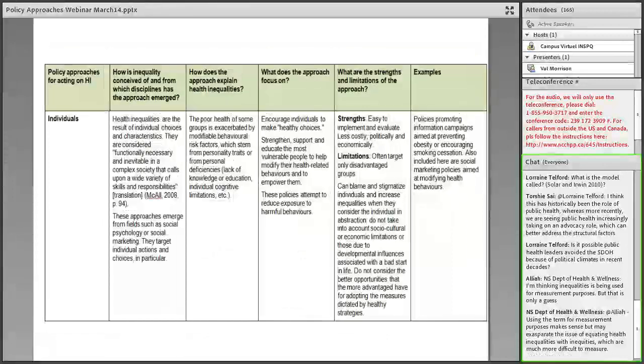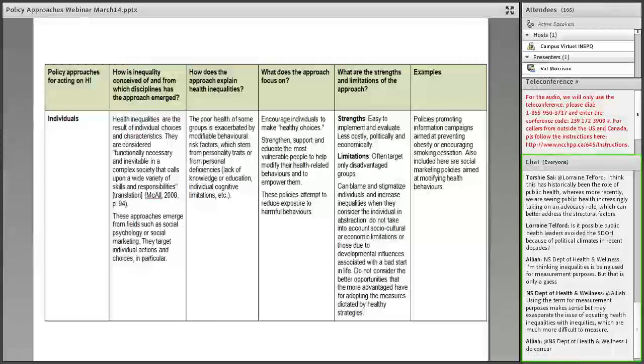And then finally, approaches that focus on individuals view health inequalities as the result of individual choices and characteristics. And the poor health of some groups is exacerbated by modifiable behavioral risk factors which stem from personality traits or from personal deficiencies, sometimes from a lack of knowledge or education, or individual cognitive limitations, etc.